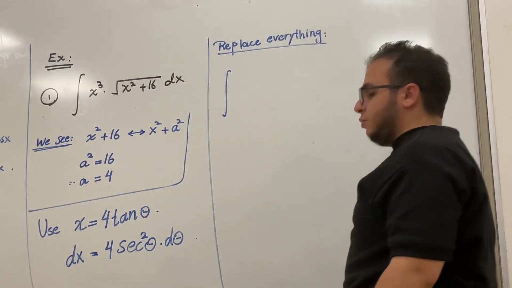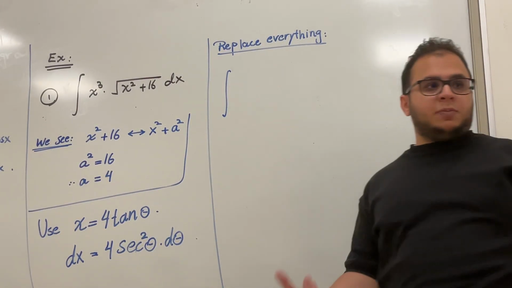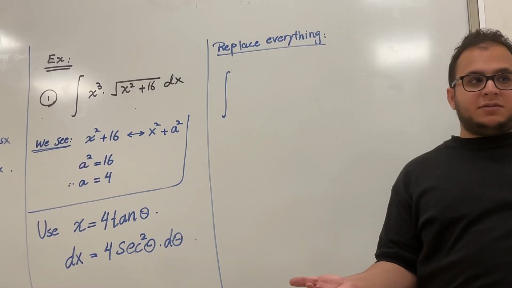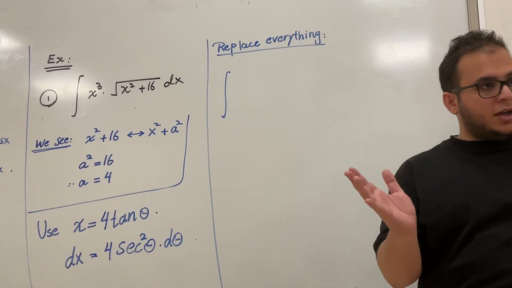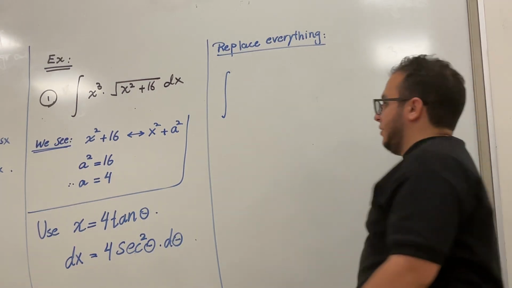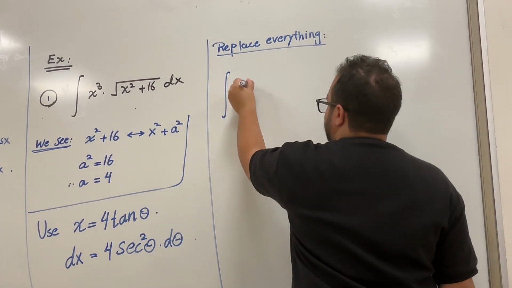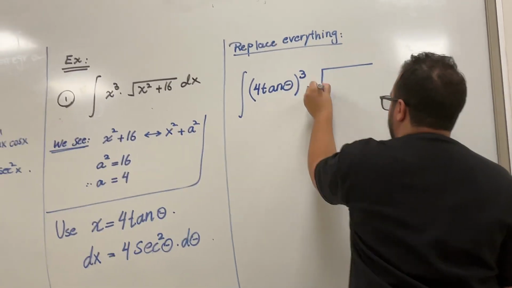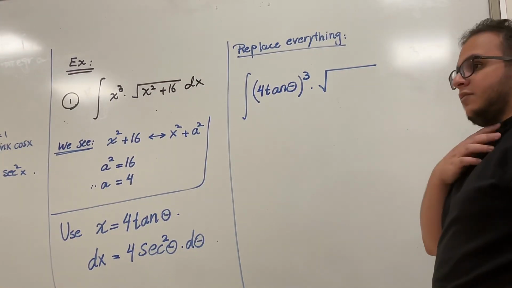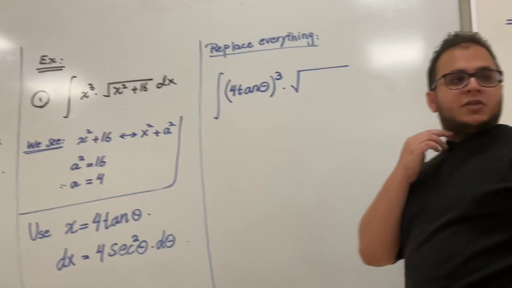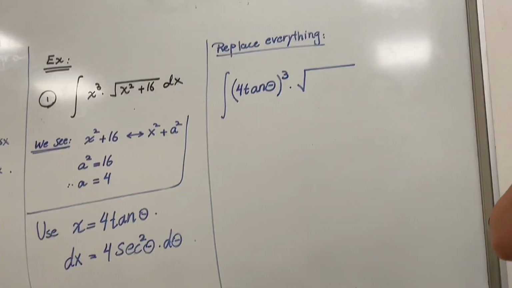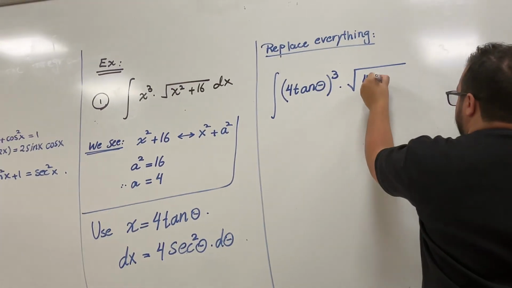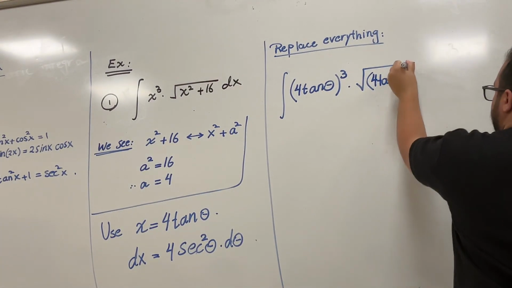What is x cubed? What to replace it with? What is x? 4 tan theta. So x cubed is 4 tan cubed, times the square root of something. What is x squared? 4 tan theta squared, plus 16.